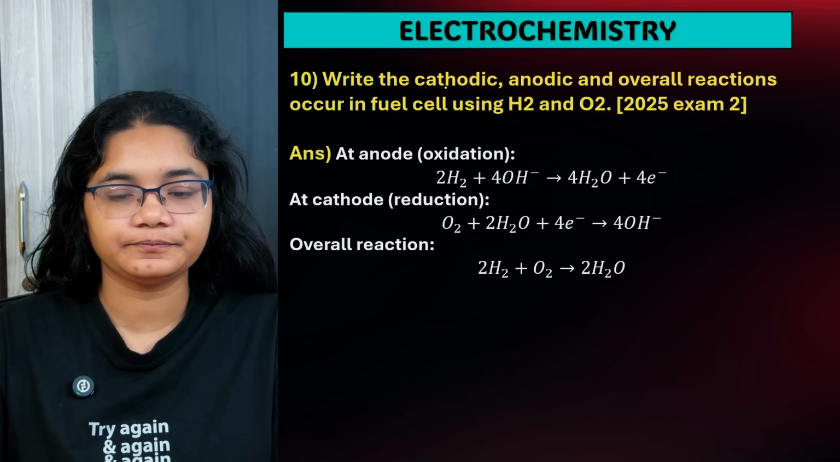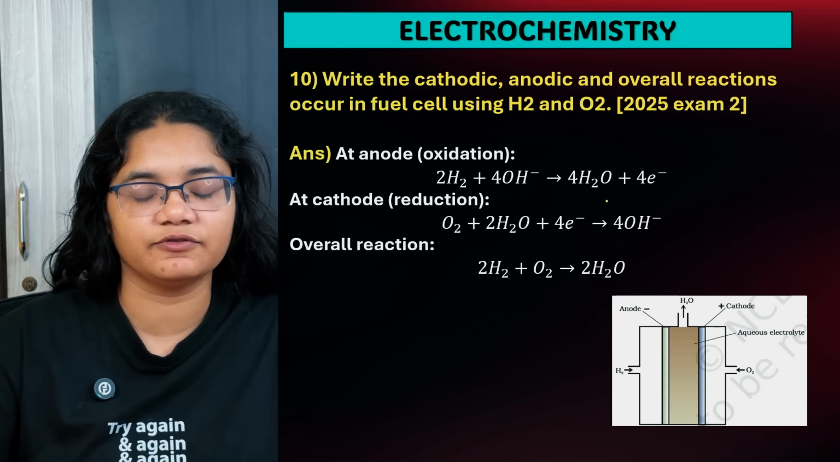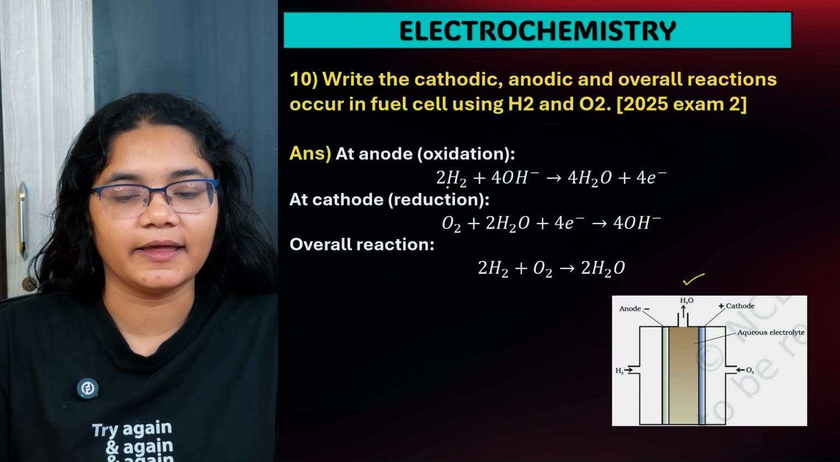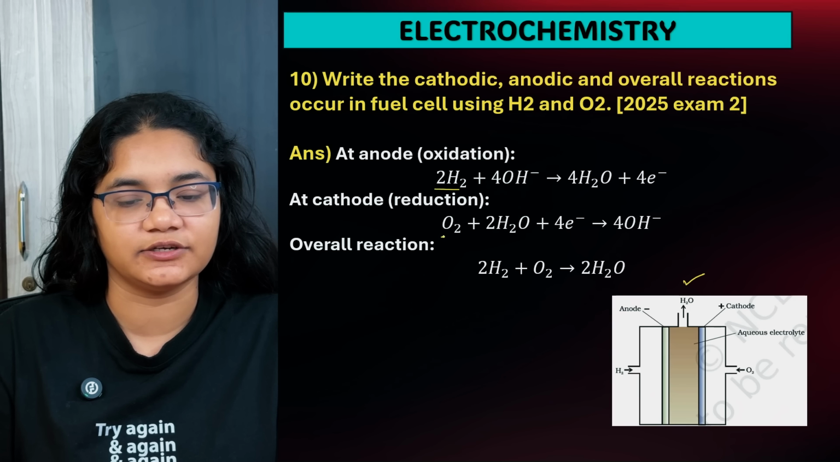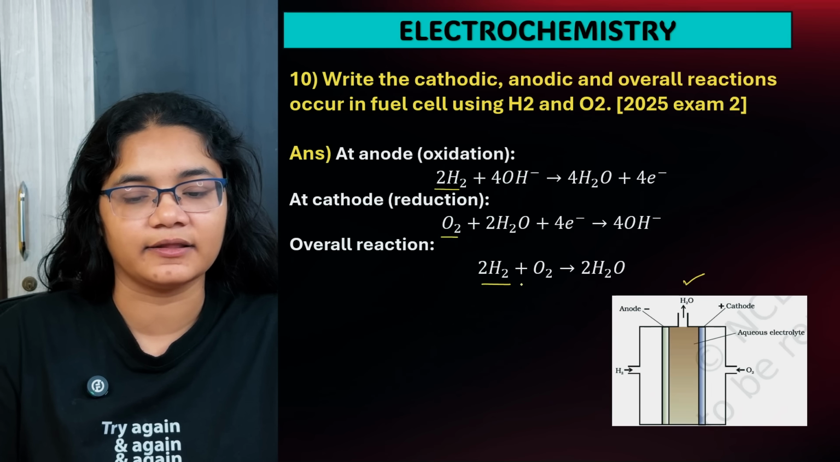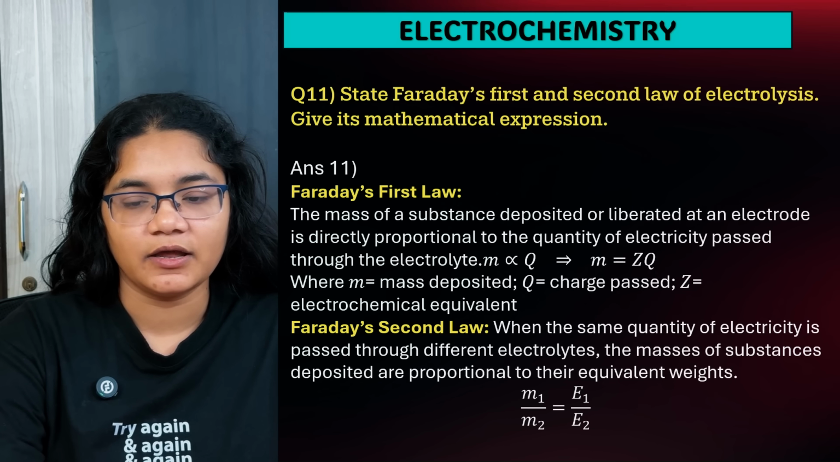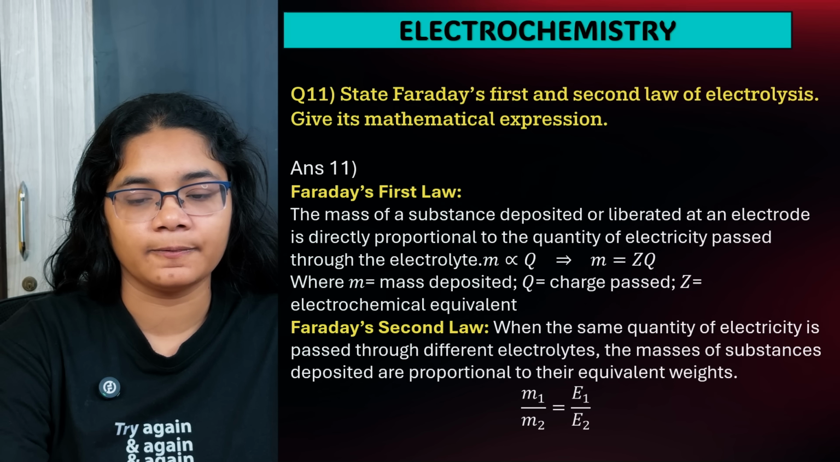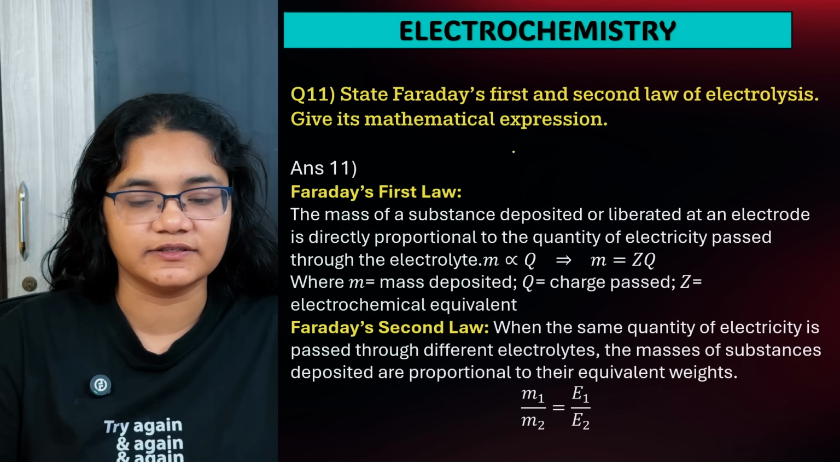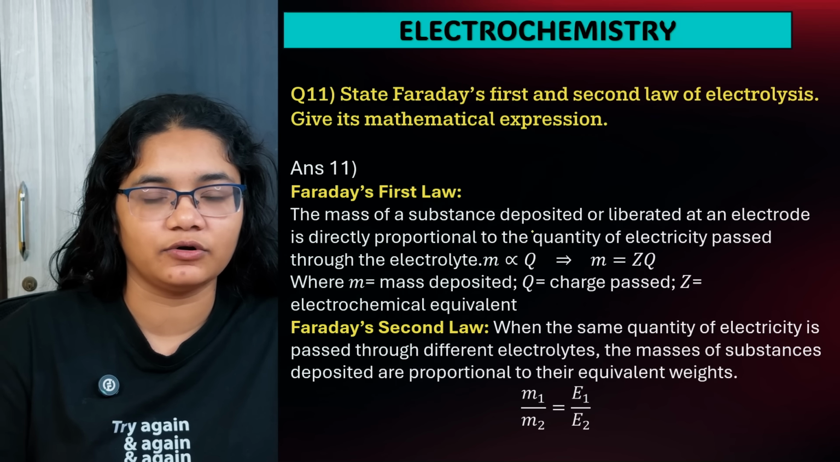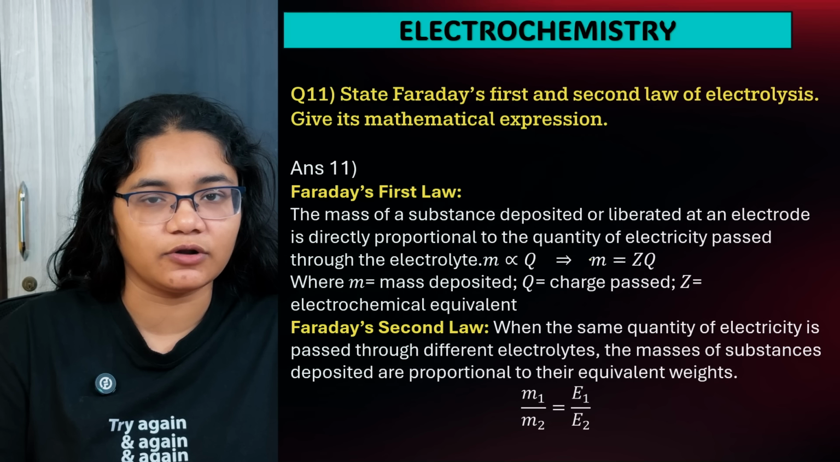Next is the cathodic and anodic reactions of the fuel cell. So first of all, draw it. Then the anodic reaction, H2 undergoes oxidation, O2 undergoes reduction, and then the overall reaction. Next, we have the question, explain Faraday's first and second law. So the first law is that the amount of reaction is based on the amount of electricity passed.